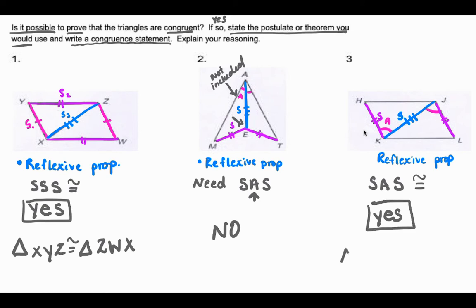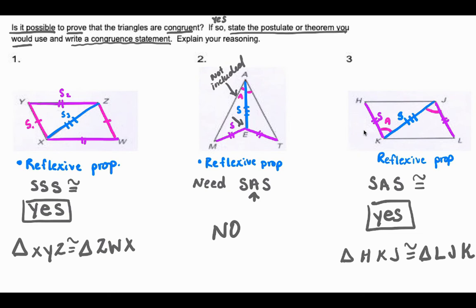So we can name the triangles. The first one I can name any order that I want, so H, K, J, and I have to match up my corresponding pieces. H is at the vertex of this double marked and non-marked side, which corresponds to L. K is at the vertex of the double and triple marked side, which corresponds to J. And J is at the corner of the unmarked and triple, which corresponds to K.